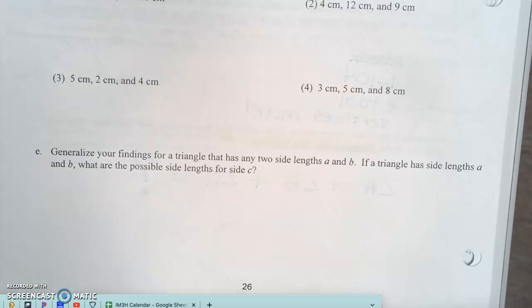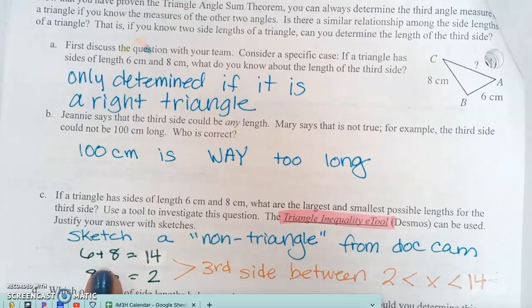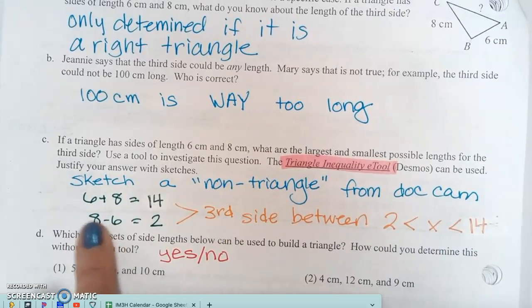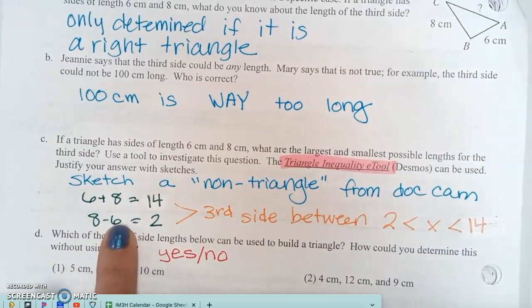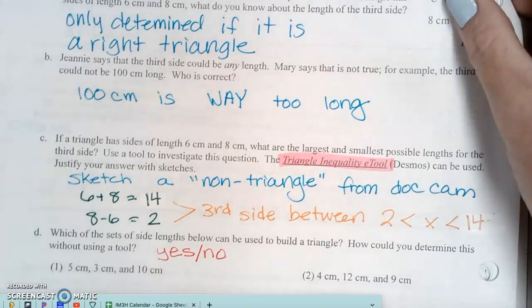Hint, look at part C, where I did it with 6 and 8. I took 6 and 8, I added 6 and 8, and then I subtracted 6 from 8. That's what you're going to do with A and B.